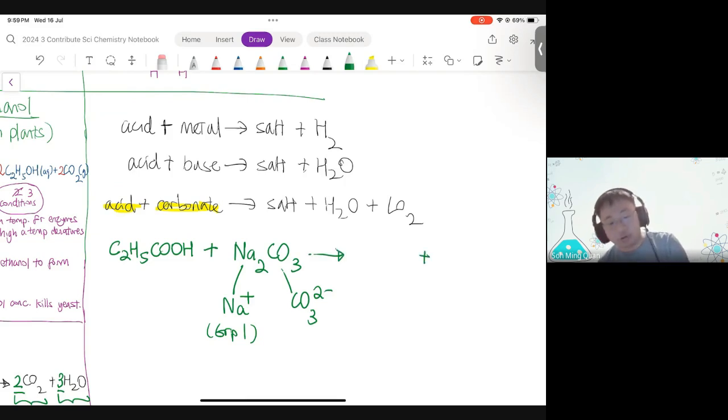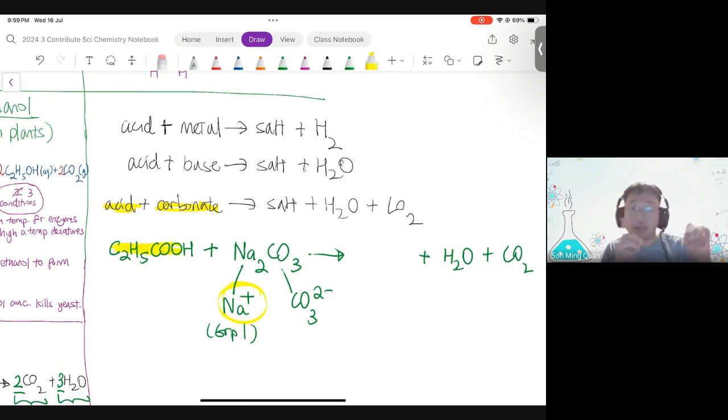Now, the H2O and CO2 shouldn't be difficult. The difficulty is the formula of the salt. Now, the salt must contain the metal sodium. It must also contain everything in the carboxylic acid except the H. The H went to form the H2O. So we have to know that the salt contains the metal and everything in the carboxylic acid minus away the last H. So what is it that I'm talking about?